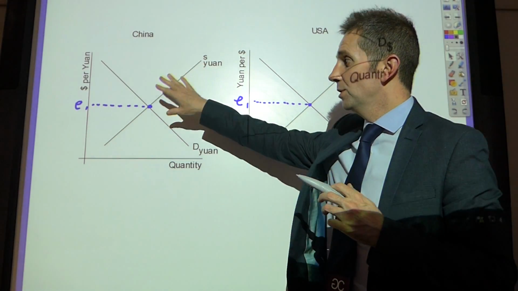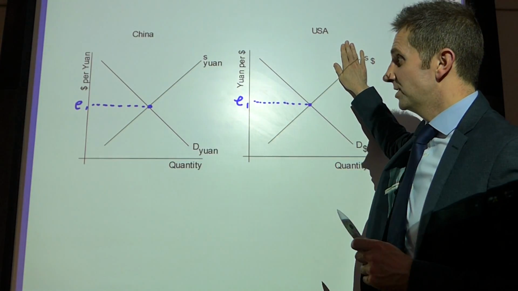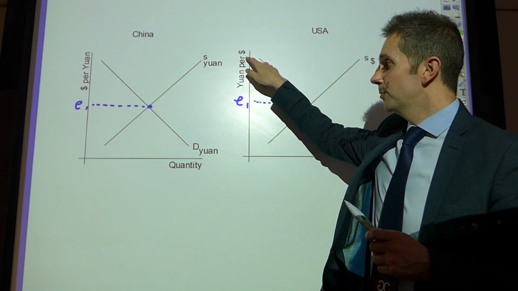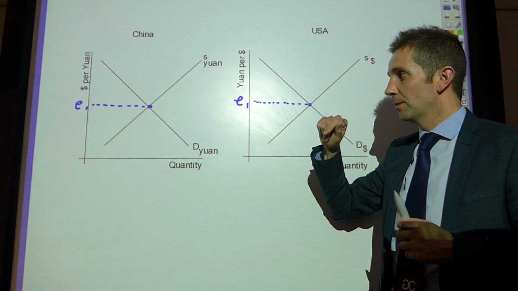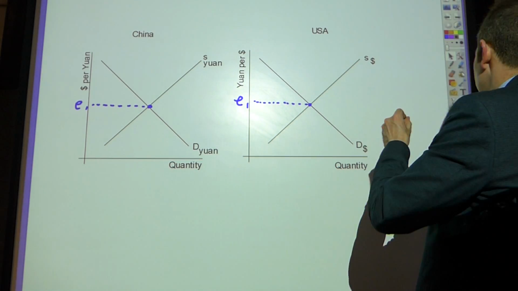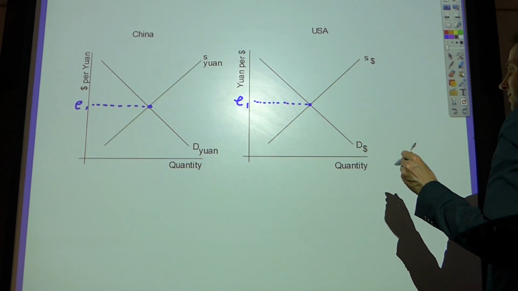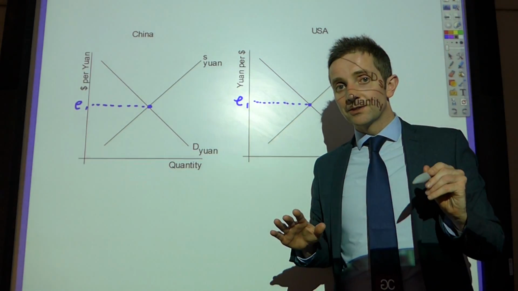So here I've got two exchange rate diagrams. One for China, one for the United States. Dollar per yuan, yuan per dollar. Very important that you get these the right way around when you're labeling these diagrams. But let's just think about what would be happening if the Chinese are converting all of these savings into US dollar.